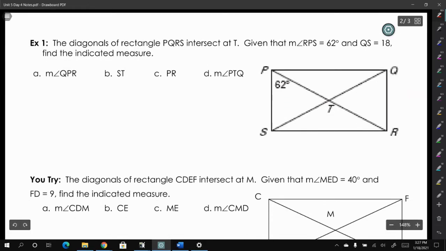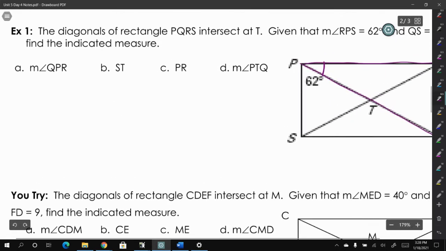So we have another rectangle, and the diagonals of the rectangle intersect at point T. Given that the measure of angle RPS is 62 degrees and the length of QS is 18, find the indicated measures. So first we're trying to find the measure of QPR. QPR is this angle right here. So that angle is going to be 90 degrees minus 62 degrees, and that gives us 28 degrees.